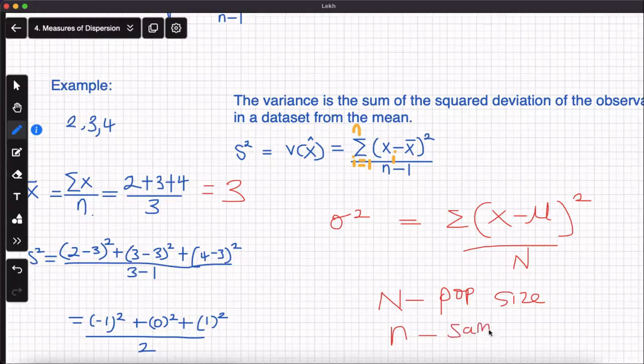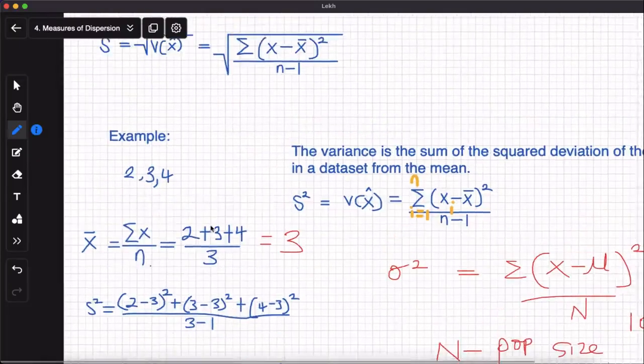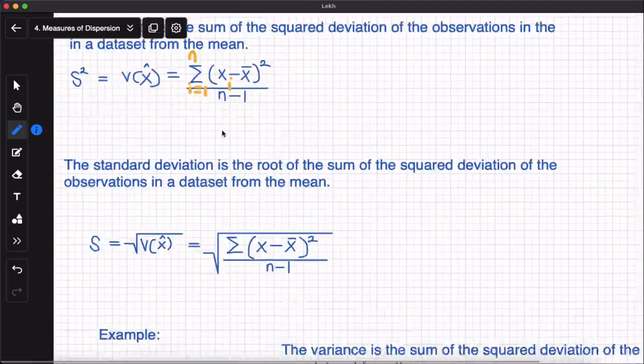Where is small letter n coming from? You may have a population size of maybe 1,000, and you decide that you just want to take maybe 300 of them to study. In that case, n will be 300. So that's what we're talking about.